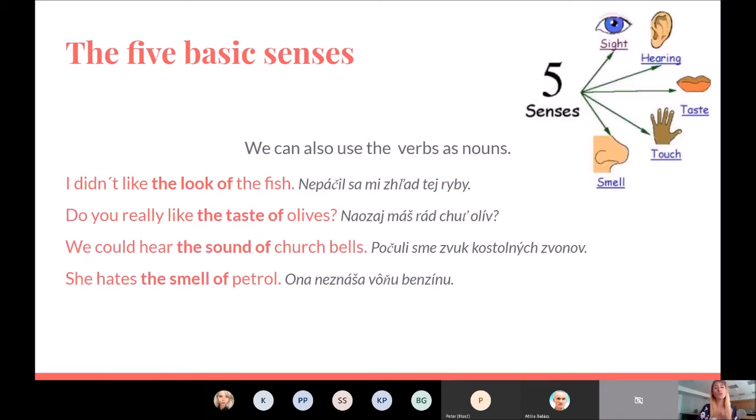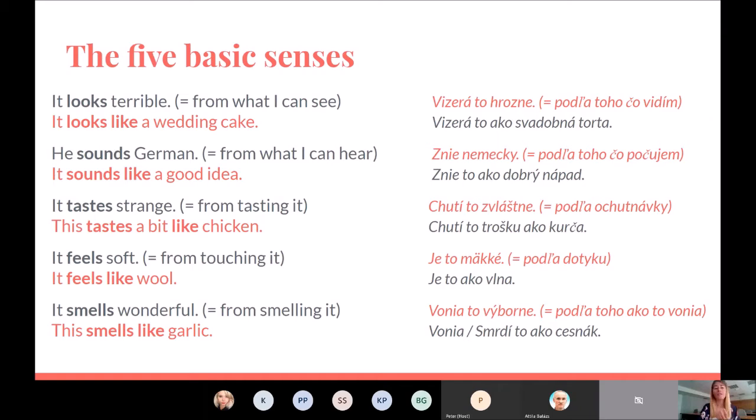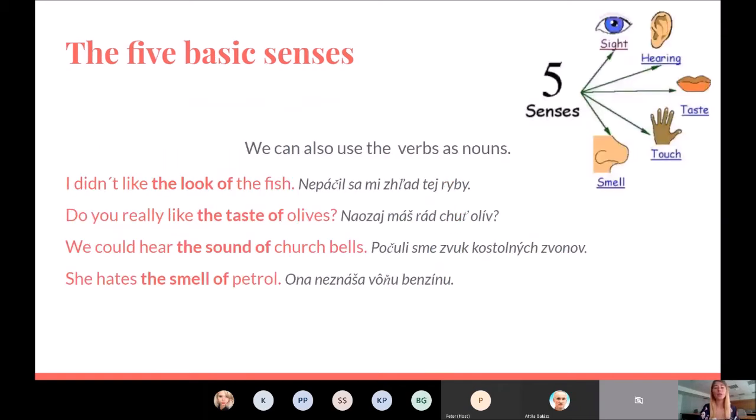And now I want you to focus and really understand what I want to say: those verbs we can use as well as nouns. That's a specific thing for senses. So let's look at the first example sentence. I didn't like the look of fish. So the look of, it's now a noun. I really like the look of her dress.